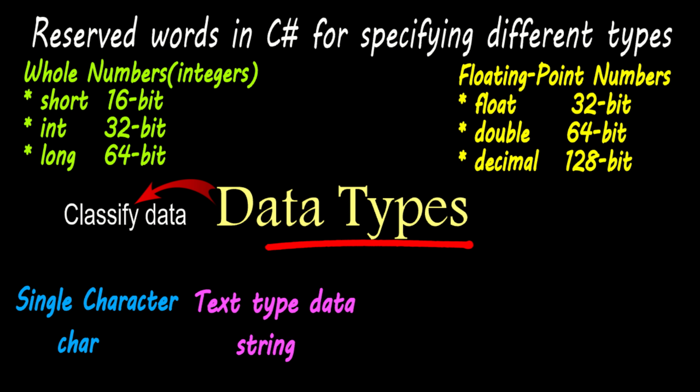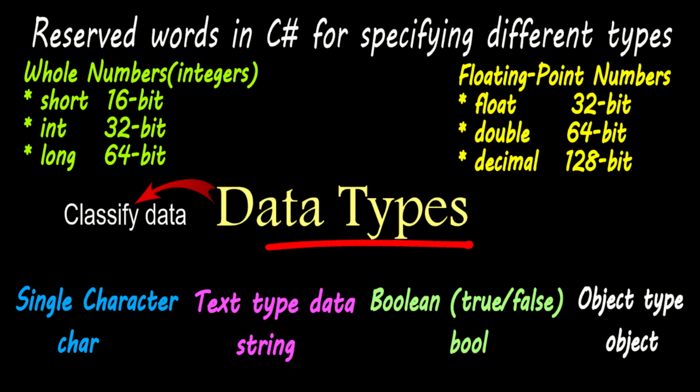And when you're working with a group of characters like text, then you will specify its type using the keyword string. For true and false, we use the reserved word bool. And finally, if you want to specify that you're working with an object, then you will use the reserved word object. So these are the reserved words or the keywords in C sharp that we use to classify or specify the type of data.